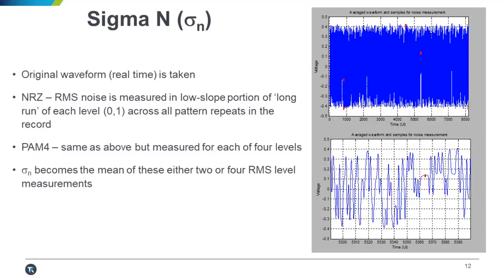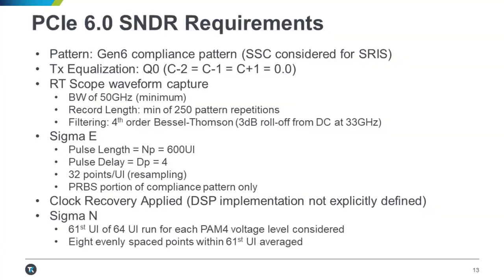For PAM4, it's similar, but now we have to consider 4 levels. We find these noise values for the 4 levels, and then we take the mean of these RMS values. I'll get into a little more detail on the unique approach we're taking for PCIe. So this is looking at the more PCIe Gen 6 specific SNDR. How do we expect this to be defined?